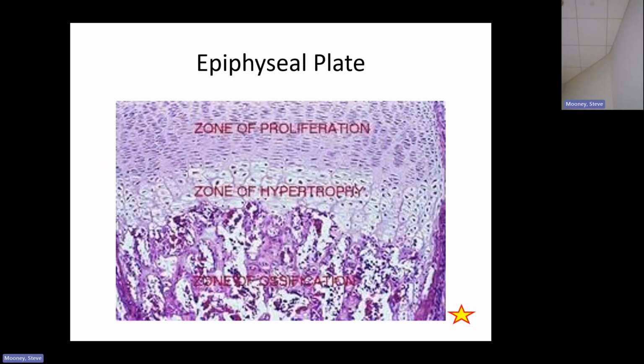So this is a micrograph of that. We got the zone of proliferation where we're dividing our cells. We start with an osteoprogenitor type cell up here, and we keep dividing. We start to specialize down here, we get bigger and bigger. Their job is to secrete that protein matrix. And then we ossify that. And as we ossify it, we start to lose some of the cell.